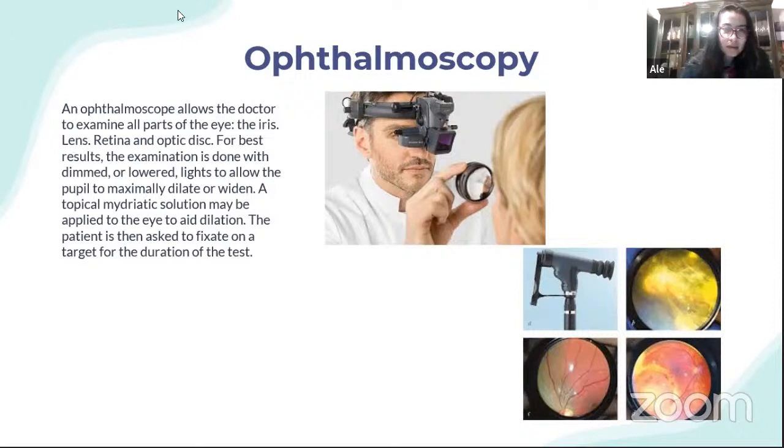An ophthalmoscope allows the doctor to examine all parts of the eye: the iris, lens, retina, and optic disc for best results. The examination is done with dimmed or lowered lights to allow the pupil to maximally dilate or widen. A topical mydriatic solution may be applied to the eye to aid dilation. The patient is then asked to fixate on a target for the duration of the test.